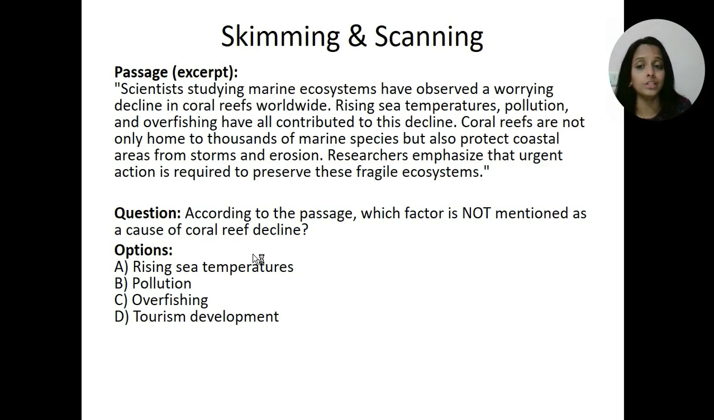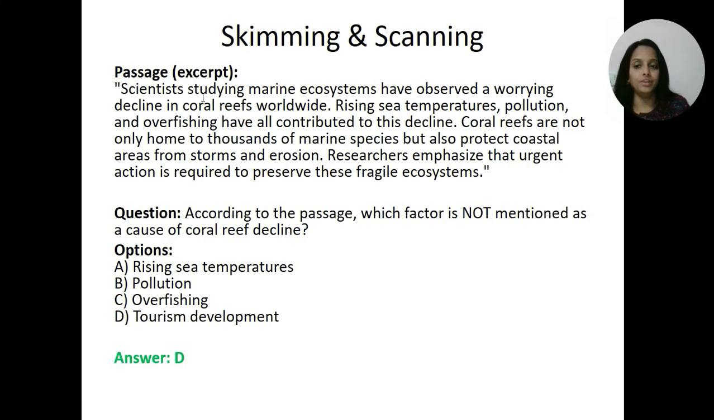So, whenever you're reading the question, make sure what it is given, whether it's in a positive note or in a negative. Here, it is given not mentioned as a cause. Okay, you need to be really careful about it. And four options are given: rising sea temperatures, pollution, overfishing, tourism development. Let's check the correct answer. Option D is the right option.